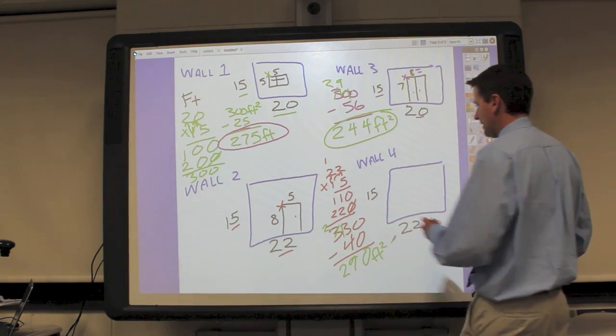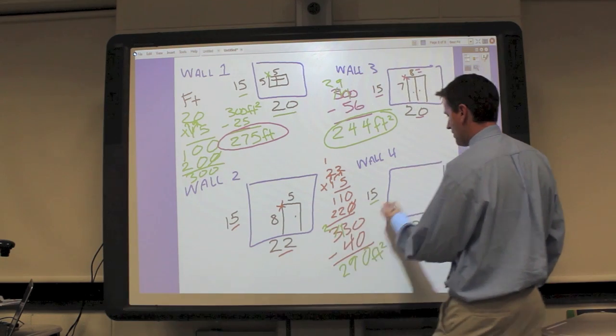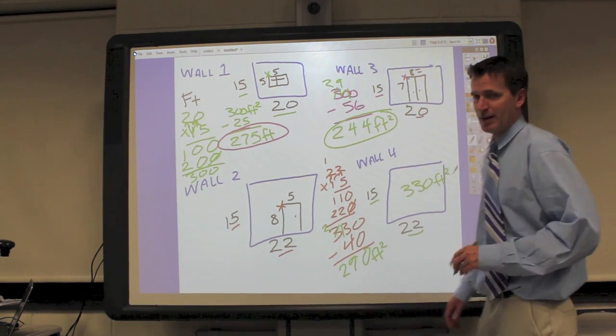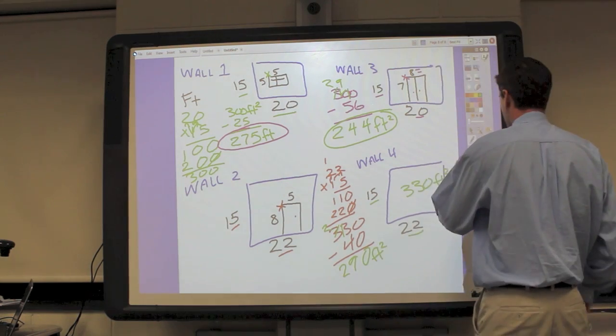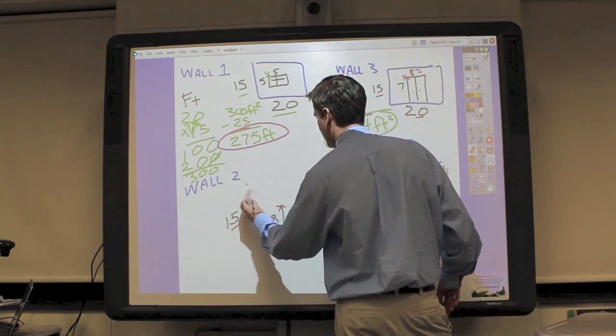All right. Now, my last wall is a 15 by 22. Hey, look at that. We already did 15 by 22. 15 by 22 got me 330. So that's 330 square feet. The last thing we do is we have to total all these together. I'm actually going to erase a little bit so I can have some room. I'll do it right here.